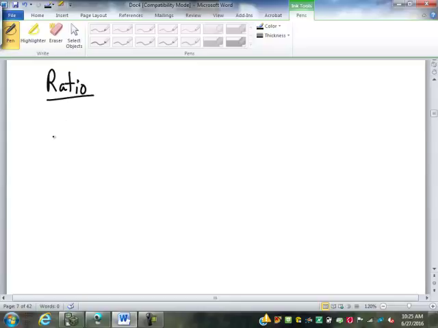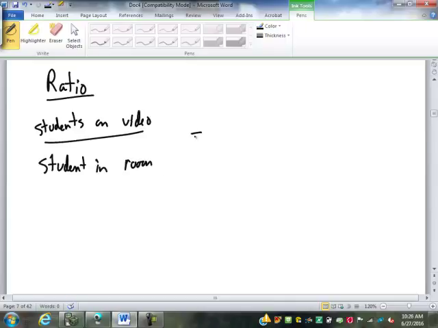For example, one possible ratio is I might have students on video, right now the students on my computer screen, compared to students in the room with me. Right now I have 5 students on the video screen, and I have 4 students in the room with me. This is one way I could express that ratio, just as a fraction, 5 over 4. I could also express it as 5 to 4 like that, or just 5 to 4 like this.